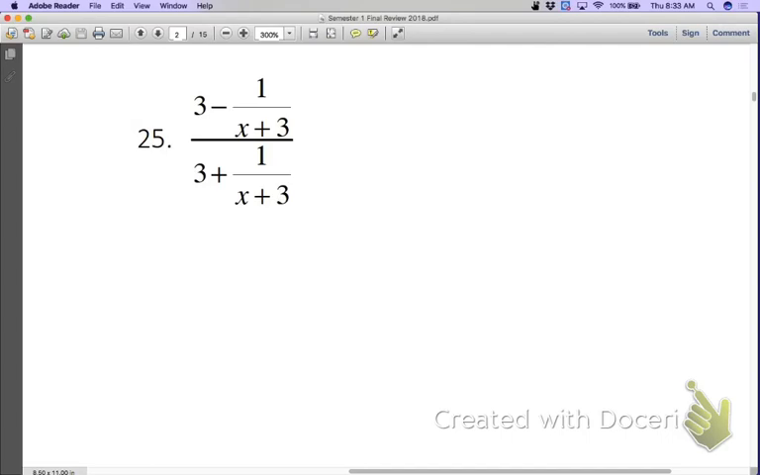So the first thing I want to do, what I would tell you with any of these, is to forget about the bottom and let's just worry about the top. Okay? So let's do one thing at a time. Whenever we do one thing at a time, I'm just going to put it off to the side. If I have 3 minus 1 over x plus 3, and I'm going to add or subtract fractions, what do I have to have before I do that?